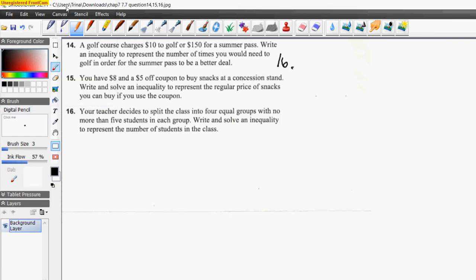Okay, let's look at number 16. Your teacher decides to split the class into 4 equal groups with no more than 5 students in each group. Write and solve an inequality to represent the number of students in the class. Alright, so the first thing we know is the fact that your teacher is going to split up your class into 4 groups. Each group has no more than 5 students in that group.